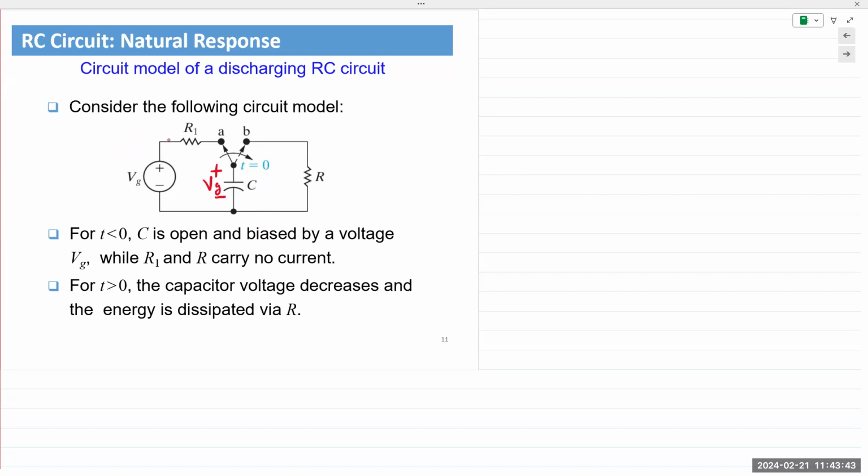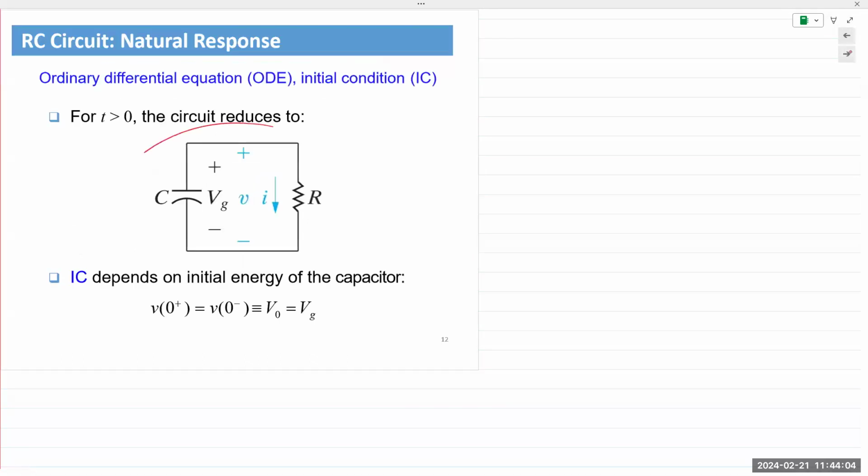But the point is that sufficient time has elapsed that the capacitor has reached steady state, it has reached full charge, has a voltage of VG. Once the switch flips, the source and R1 are disconnected from the circuit, and the circuit is redrawn and looks like this. Now the capacitor is simply discharging through that resistor. All of that stored energy is being discharged to the resistor, exactly the same as the inductor natural response.